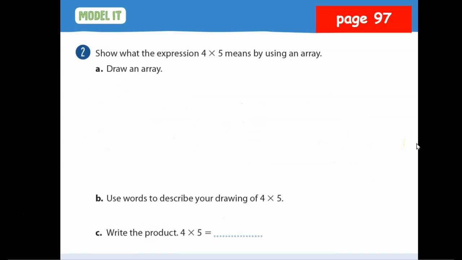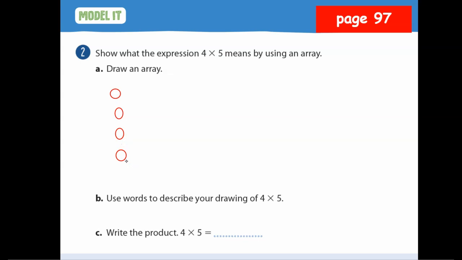We're still on page 97. So look, number 2, it says, now what does it say to do? To draw what? An array, right? So what do I need to draw an array? Rows. I need rows and columns. So the first number tells me how many rows do I need. How many? 4. 1, 2, 3, 4.